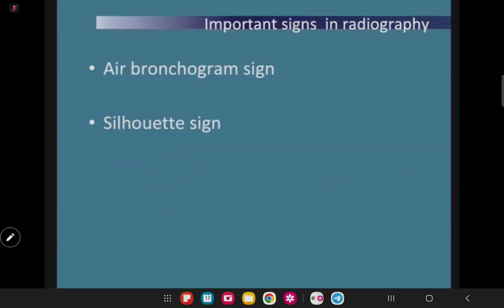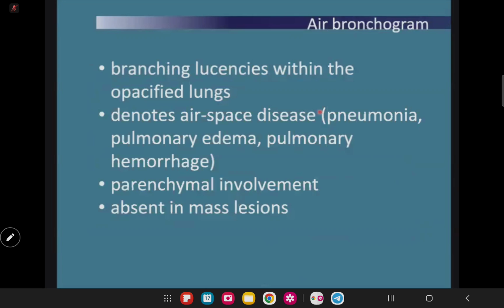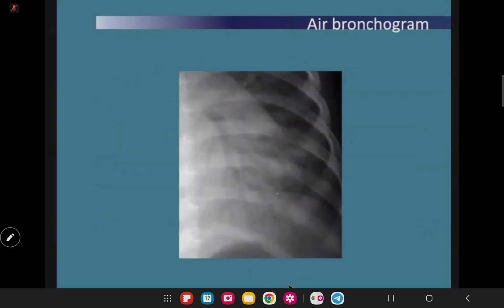Okay, so let's see. Important signs of radiography: your air bronchogram and your silhouette sign. An air bronchogram is your branching lucencies within the opacified lungs. It denotes airspace disease like pneumonia, pulmonary edema, hemorrhage, parenchymal involvement, and absence of mass lesion.